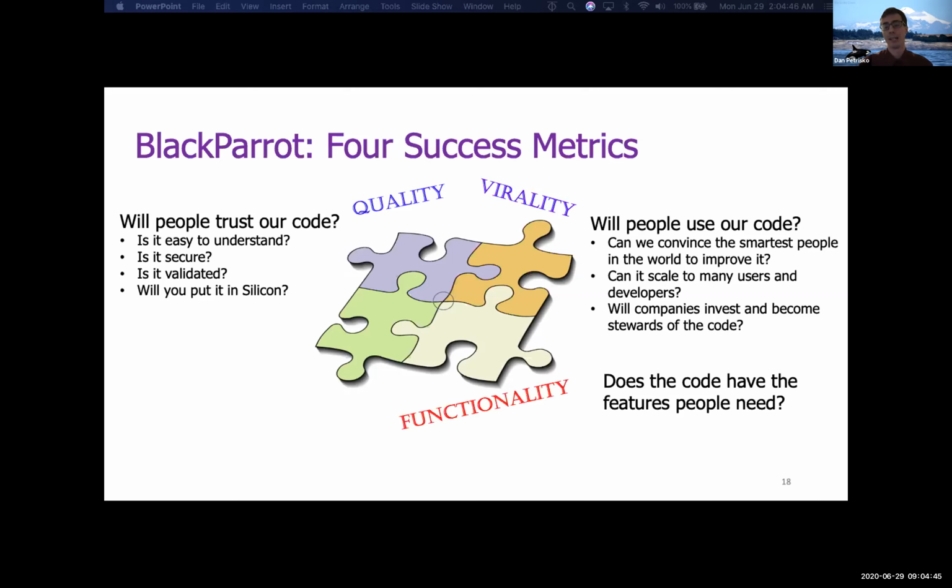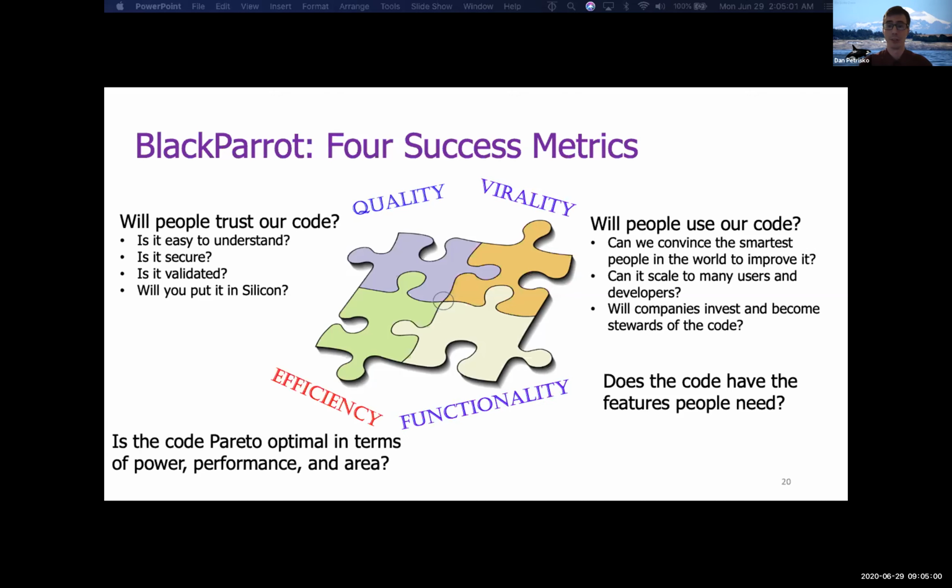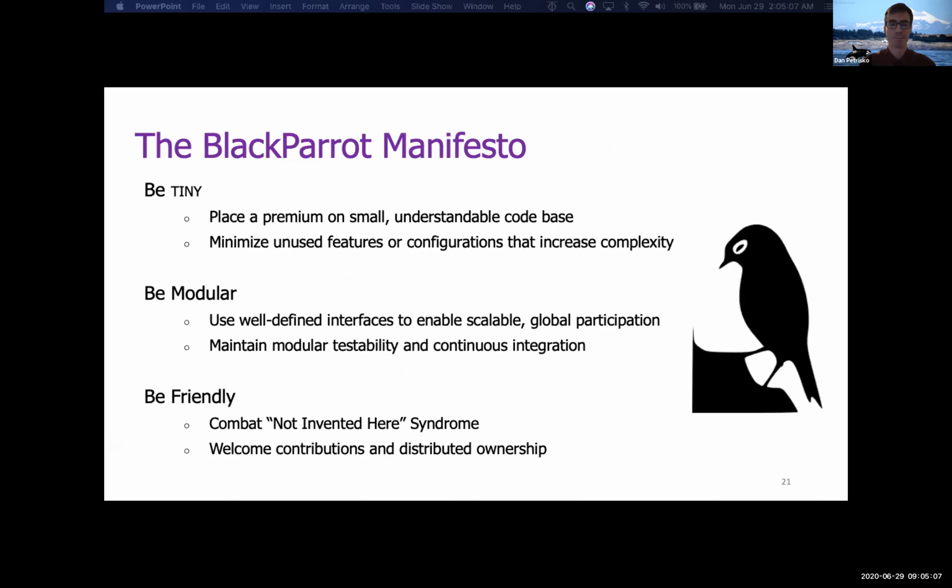Functionality: does BlackParrot do what you need it to do? Can it run general purpose code efficiently and control a wide variety of accelerators? And importantly, does it have a minimal set of features? Because unused functionality in silicon takes up area and power. And even worse, it adds complexity, increasing verification costs up to 2/3 of the cost of the chip. And lastly, efficiency. Is the code Pareto optimal in power, performance, and area?